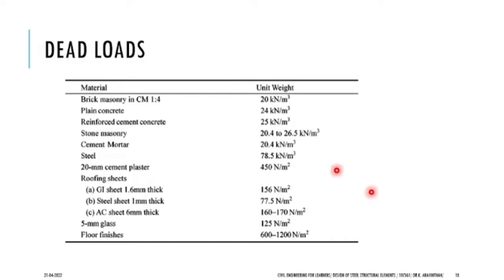See, when you are constructing a building, you will be having masonry, that is, brick masonry will be there. The dead weight of brick masonry is 20 kilonewton per meter cube. Plain cement concrete you can take as 24, reinforced cement concrete has 25 kilonewton per meter cube. Likewise, for all the works which you are generally doing, this dead weight will be taken care of. Steel is 78.5, which is the highest dead weight material.